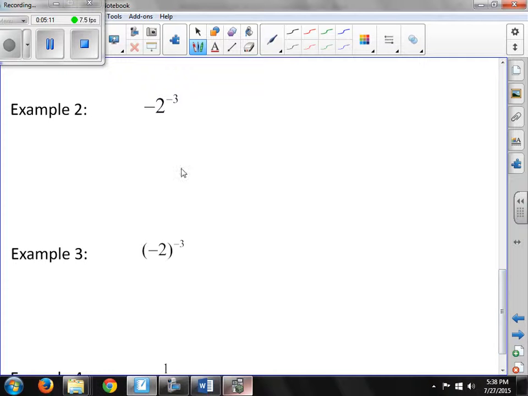Example 2, negative 2 raised to the negative 3. So this is going to turn out negative. This negative exponent is going to bring 2 to the denominator, so we're going to have 1 over 2 to the third, which would be negative 1 over, and 2 to the third we just found out in the previous problem was 8.